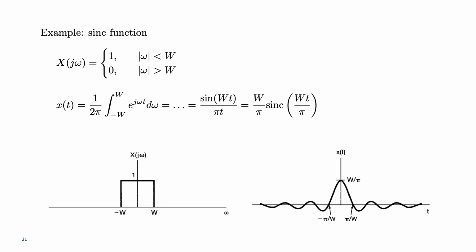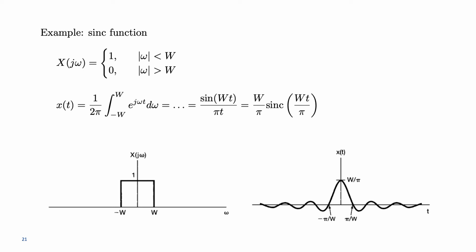The signal x of t that corresponds to such Fourier transform is a sinc function. How do we do that? We apply the formula for the anti-transform. So we have 1 over 2 pi, the integral between minus infinity and infinity of capital X. But in this case, capital X only extends between minus W and W, it has a finite support. So that restricts the integration, and after a few calculations, we get that x of t can be expressed in terms of a sinc function again. To be precise, it's W over pi sinc of Wt over pi. And we represent this at the bottom right of the slide.